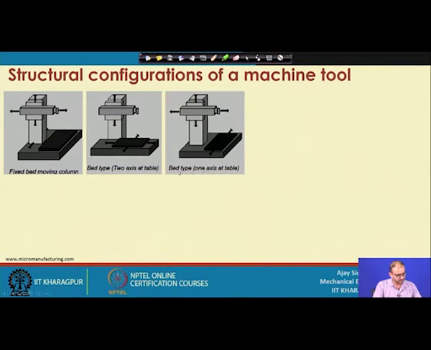And this is the third type. Here again it is called bed type construction, because still we have one axis moving on the table or the base, but 2 axes are mounted onto the column. So, this is the one axis, that is Z, and this is the x axis, and your y axis is in the table. So, that is called one axis on the table.